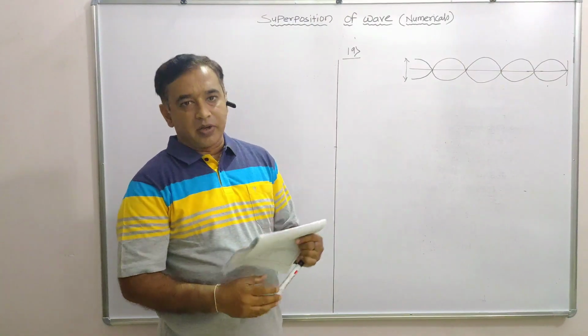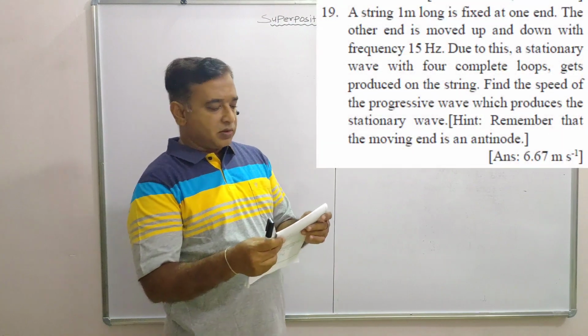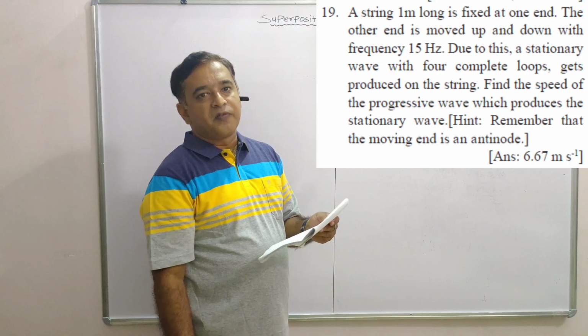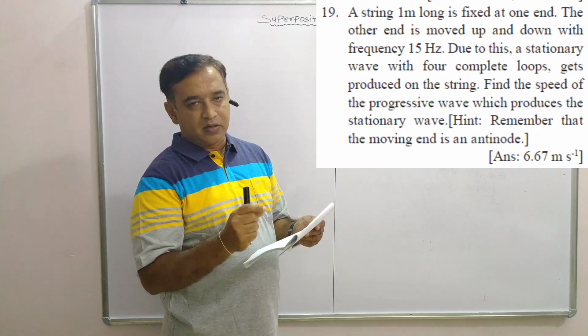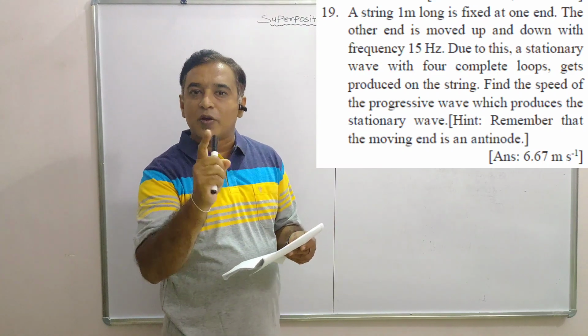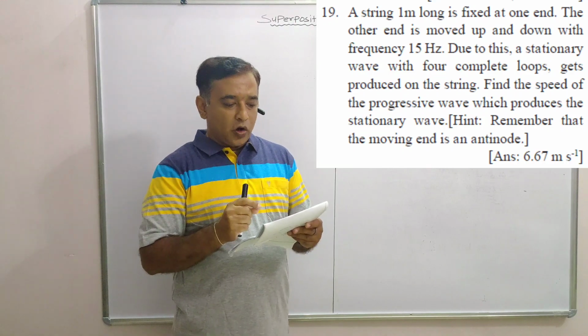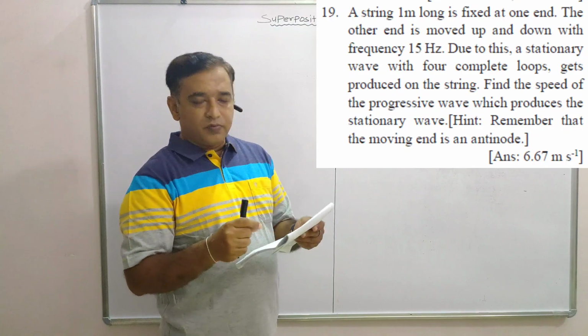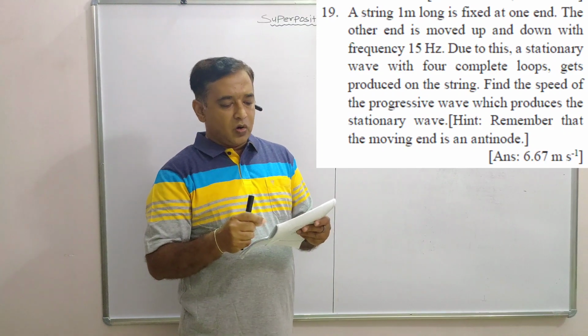Now we have the 19th numerical of this session, the last problem of this session. A string of length 1 meter. Listen carefully. The string is of length 1 meter, fixed at one end. Okay, I am going to take one end fixed and the other end.